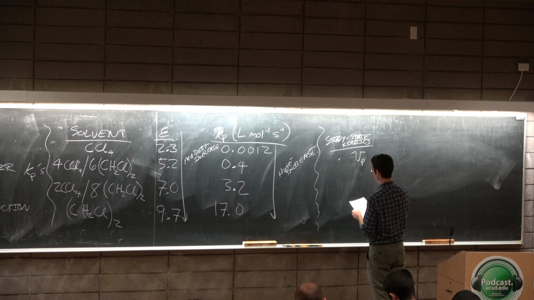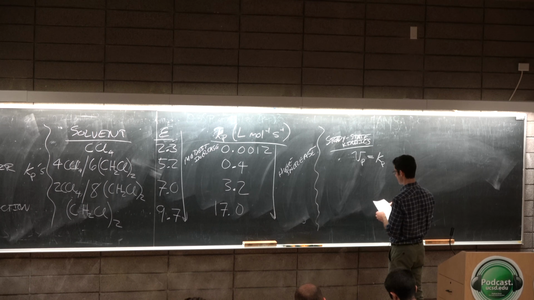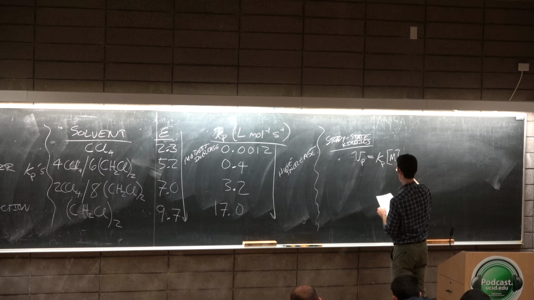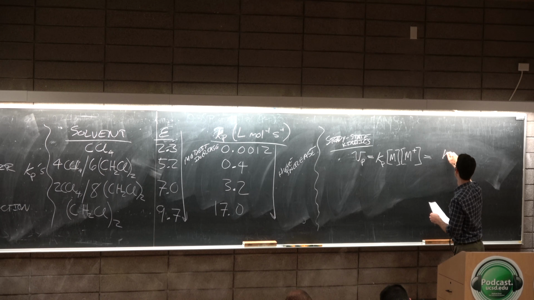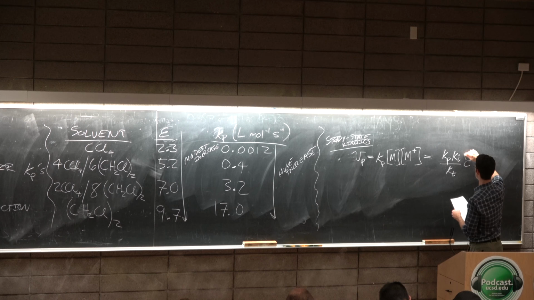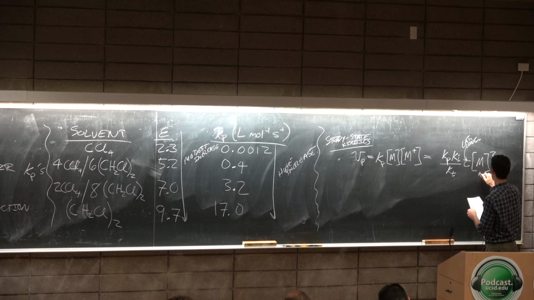Your propagation rate is equal to some propagation rate constant times the monomer concentration times the concentration of the growing chain ends, or in terms of all reaction rate constants, your propagation rate constant times the initiation rate constant over the termination rate constant times the catalyst concentration, times the monomer concentration.